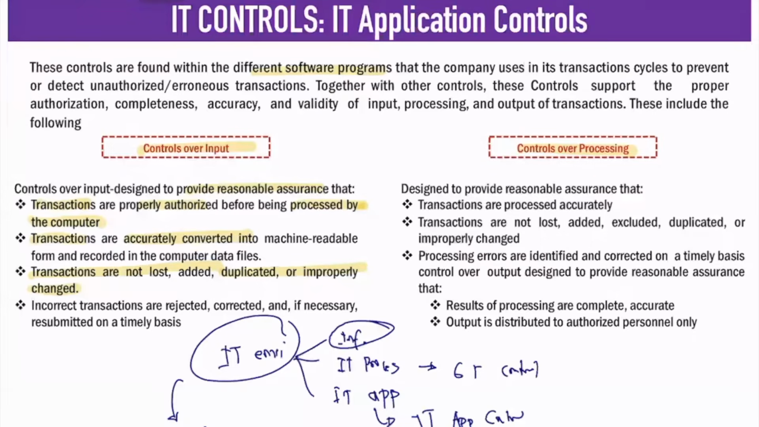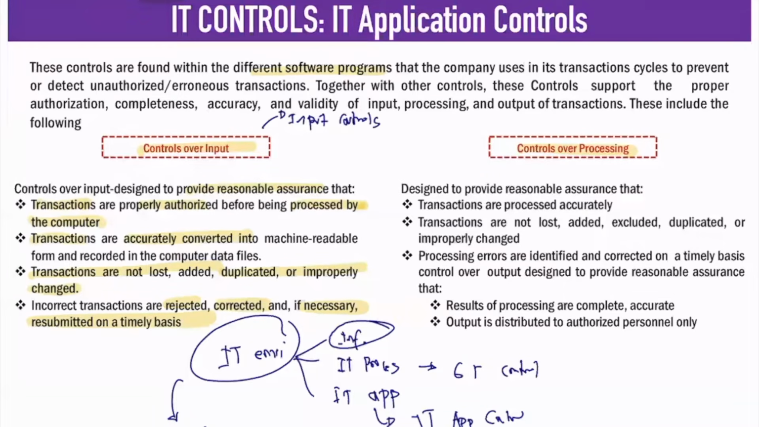Next, we have incorrect transactions are rejected, corrected if necessary, and resubmitted on a timely basis. If you still remember, we have your different input controls such as your field check, logic test, menu-driven inputs. So these are different controls over input. Whenever we talk about controls over input, we have different input controls. We call this one input controls.